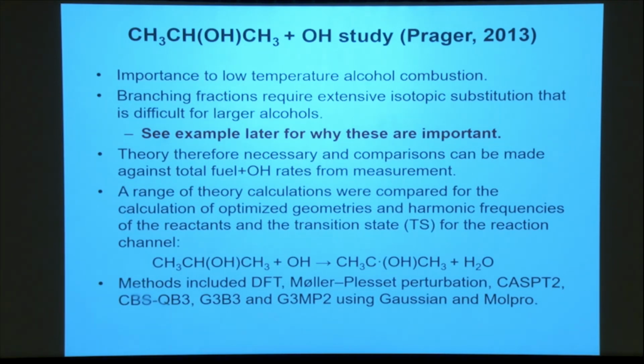And these site-specific abstractions are quite difficult to obtain experimentally. Experimentally, it's relatively easy to get the overall reaction rate with OH, but predictions of ignition delays are not particularly sensitive to the overall reaction rate. They're much more sensitive to the branching ratios of the different sites of abstraction. So theory can really help us here if it can give us reaction rates for those different sites and give us the branching ratios.